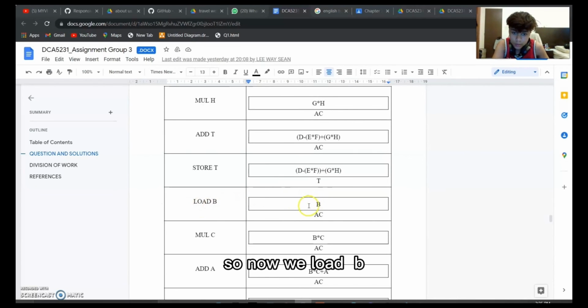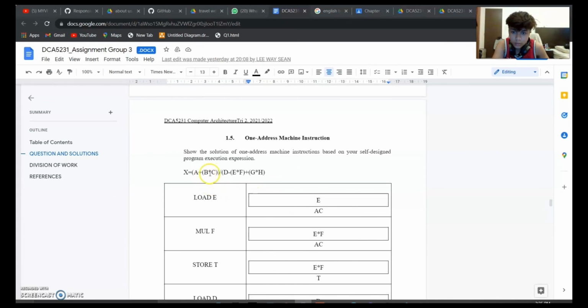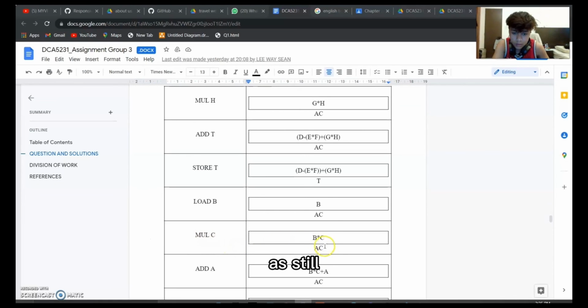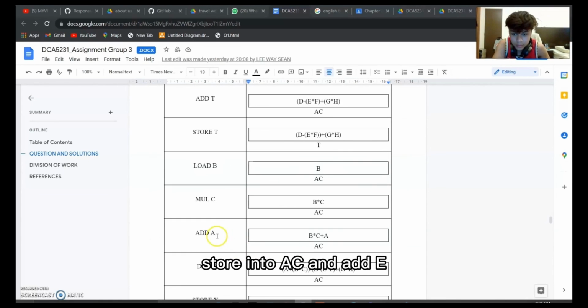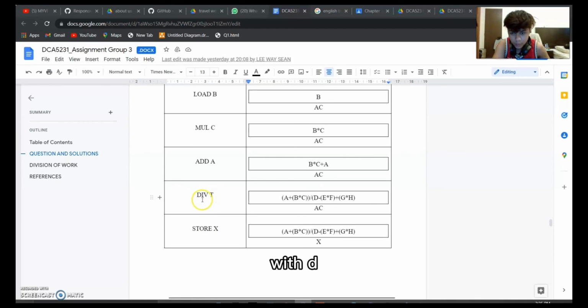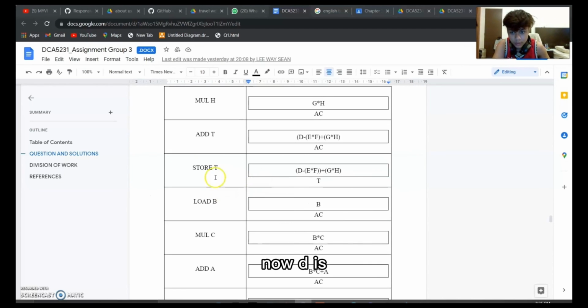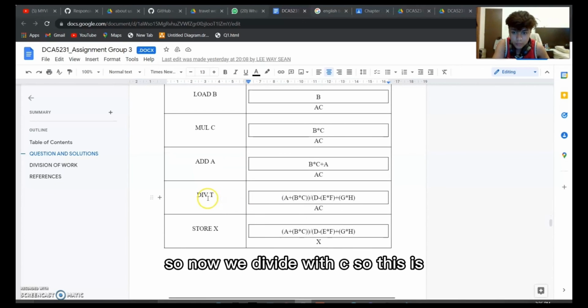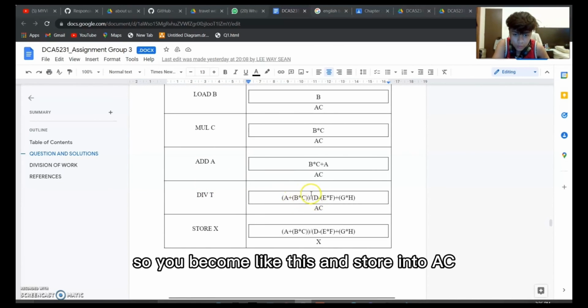So now we load B, which is this one, load B and multiply with C. And still in the accumulator, add A. So B multiply C, add A, still in the accumulator, and now we divide with T. Now T is D subtract E multiply F plus G multiply H. So it becomes like this in the accumulator.